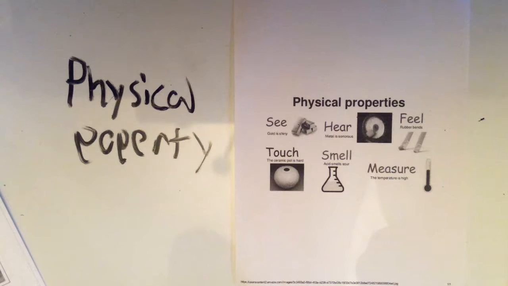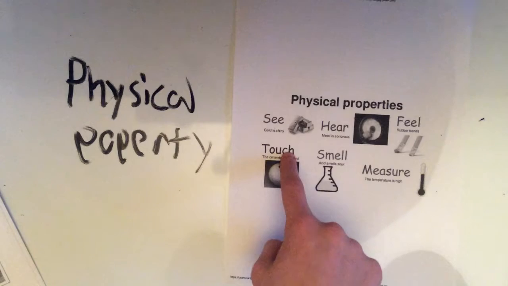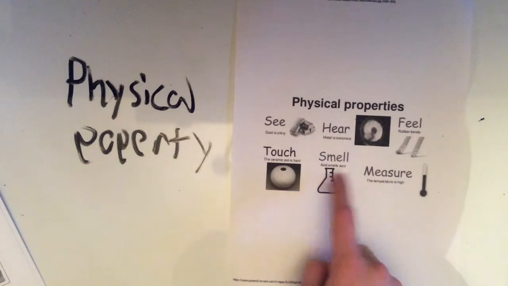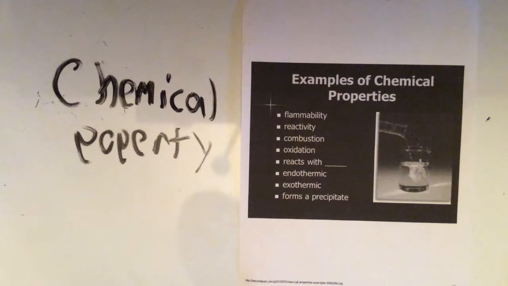Next word is physical property. It is a characteristic of a substance that can be observed without changing the substance, such as seeing, touching, hearing, smelling, measuring, feeling.